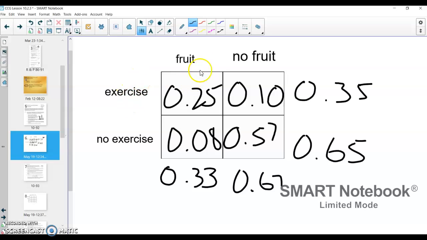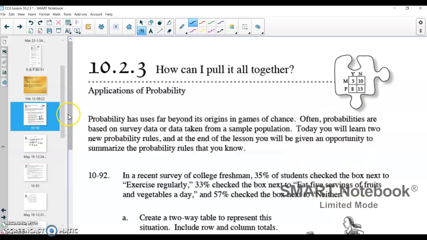We have exercise and eat fruit, that's 25% of people. Eating fruit with no exercise is 8% of people. No fruit, no exercise is 57% of people. And exercise with no fruit is 10% of people. Really, it's based off the idea that I knew these had to go to 100% on the sides, and then we can fill out our table knowing what our totals had to be. Okay, now we can start answering questions using the two-way table.